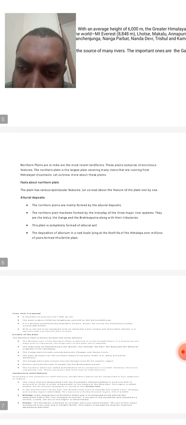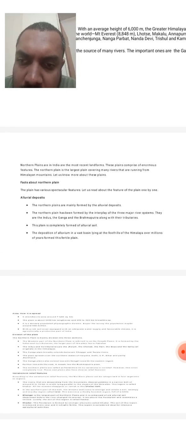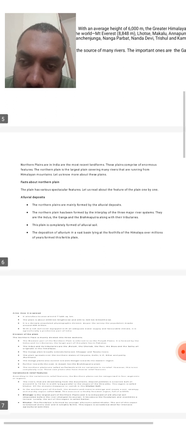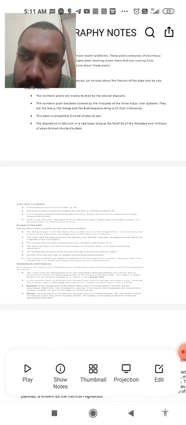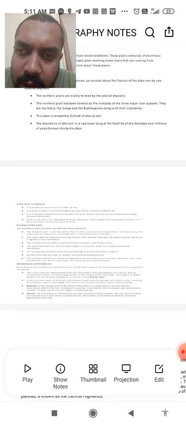The alluvial deposits. The northern plains are mainly formed by alluvial deposits. The northern plain has been formed by the interplay of three major river systems: the Indus, the Ganga, and the Brahmaputra, along with their tributaries. This plain is completely formed of alluvial soil. The deposition of alluvium is a vast basin lying at the foothills of the Himalayas. Over millions of years it formed this fertile plain.